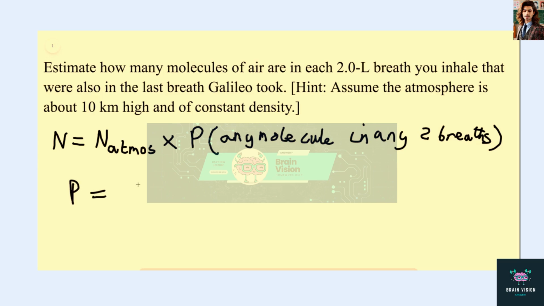So P total is going to be the square of the probability of it being in any one breath, and that probability is given by V, the volume of a breath, over the volume of the atmosphere, and that's squared. So we're going to calculate both of those.